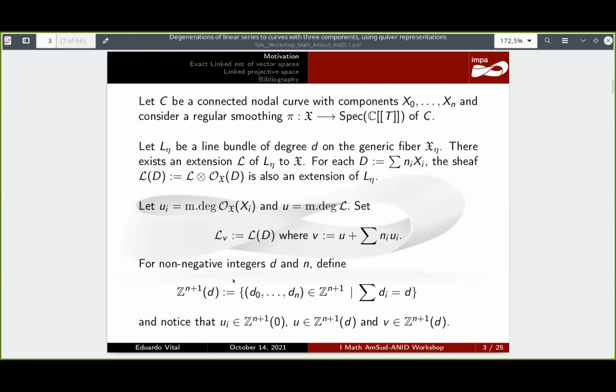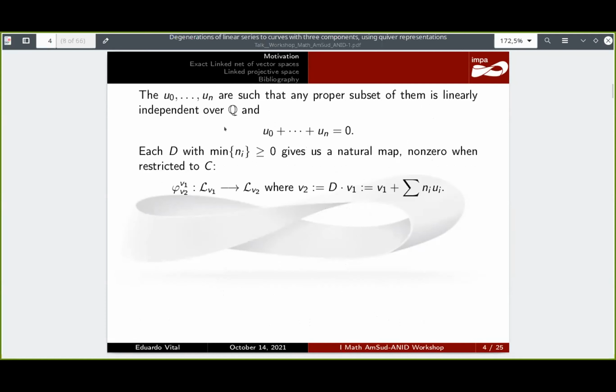Now, for a non-negative integer d, we define Z^{n+1}_d as the points of Z^{n+1} such that the sum of d_i is equal to d. You observe that U_i is in Z^{n+1}_0, and U and V are in Z^{n+1}_d. You observe also that the sum of U_0 through U_n is equal to 0, and any proper subset of U_0 to U_n is linearly independent over Q. These are some properties of these degrees. And each effective divisor D gives us a natural nonzero map, restricted to the curve C, which we represent by phi from V_1 to V_2, from the sheaf L_{V_1} to L_{V_2}, where this multi-degree V_2 is equal to V_1 plus the sum of n_i U_i.